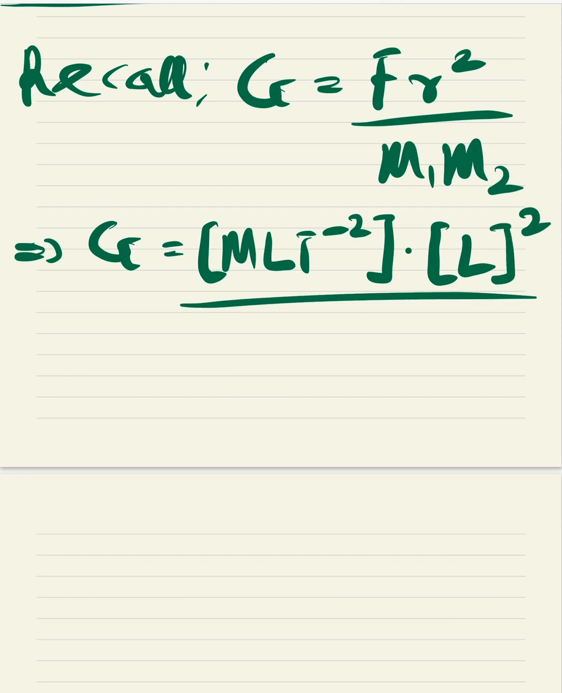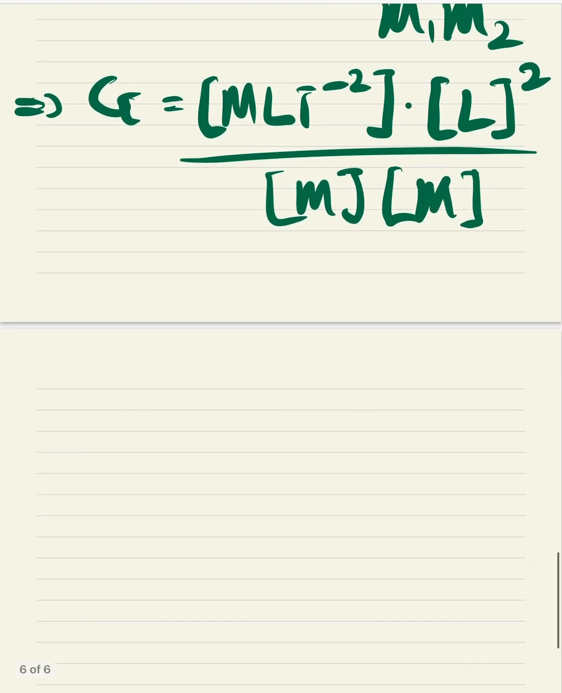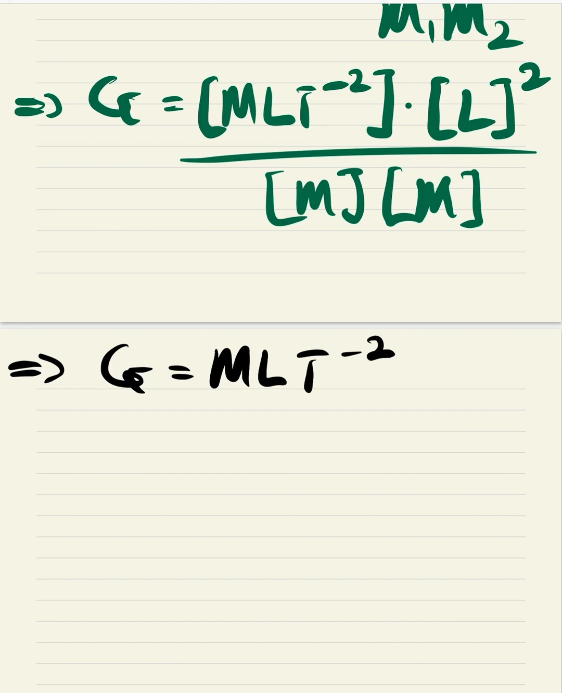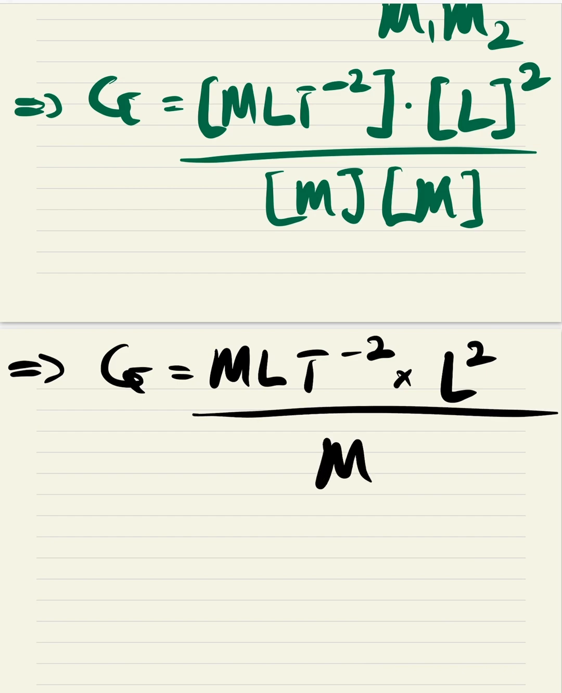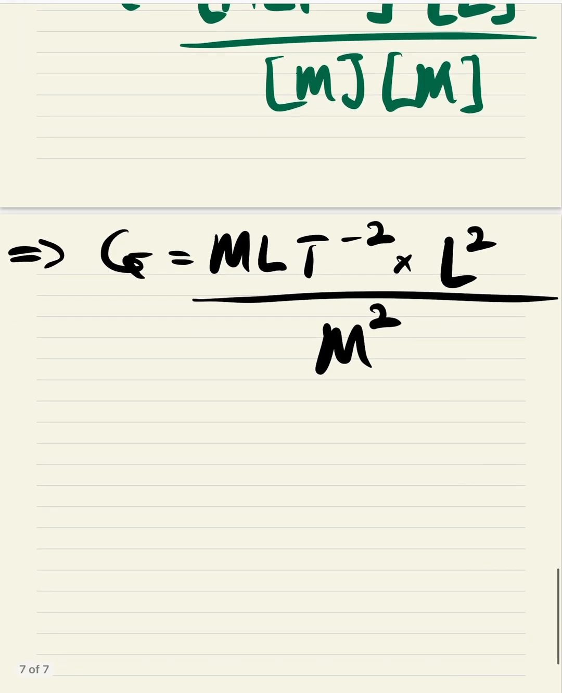Then we have two masses here. The first mass is going to take M. The second one we also take M. That is M squared, right? So if we proceed from there, the G will give us MLT^-2 multiplied by L squared all over M squared, right?